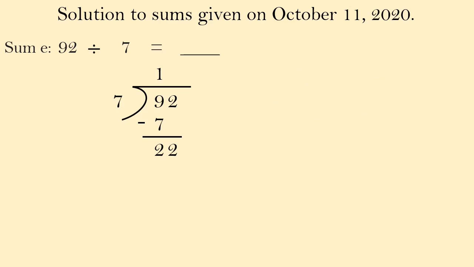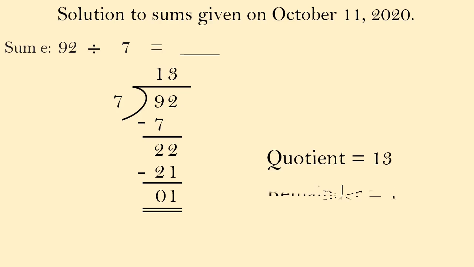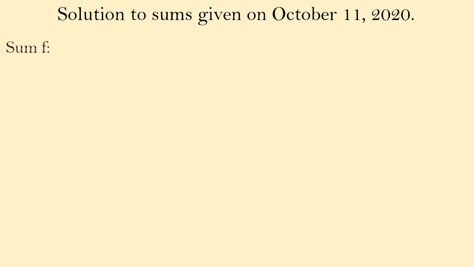Okay, so we'll use 7 3s are 21. Now from 2, if you subtract 2, you're left with 0. So our quotient is 13 and our remainder is 1. Our next sum is 21 divided by 4.